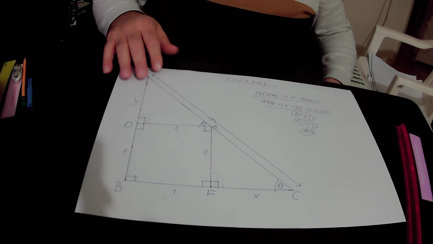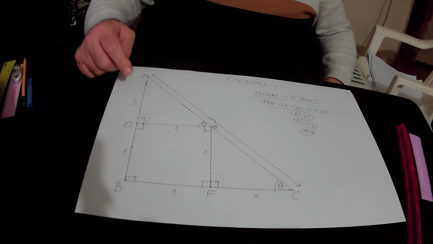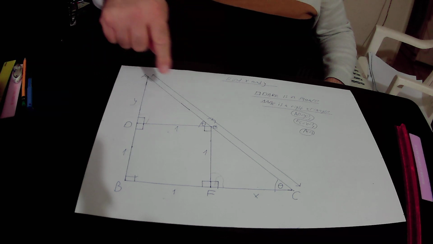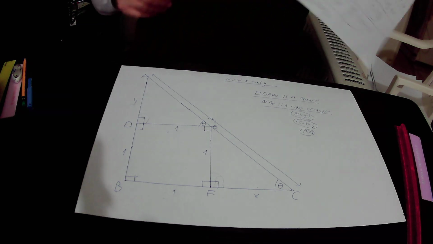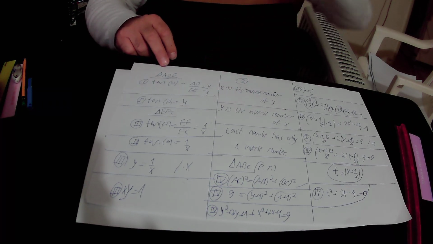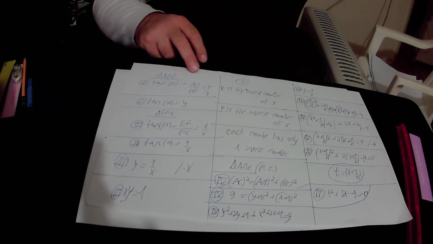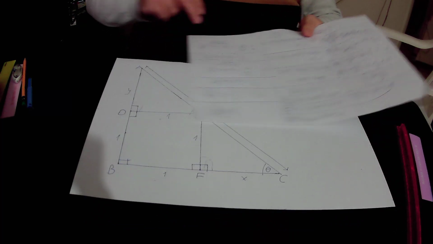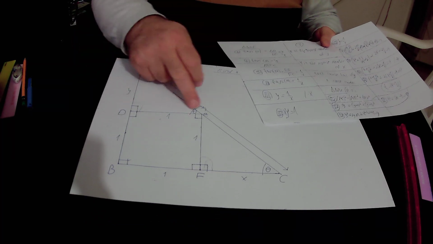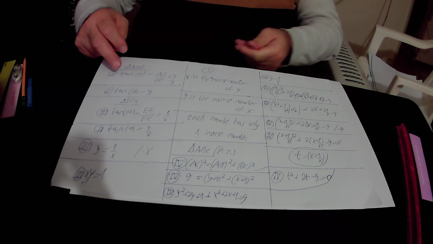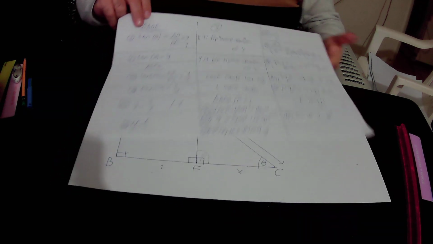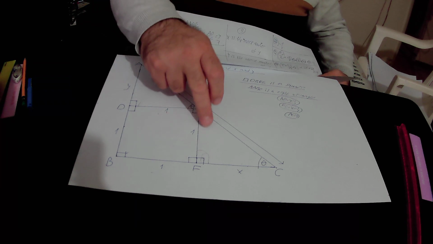Then we focus on the right triangle ADE. In this right triangle, tangent theta equals AD over DE. AD equals Y, DE equals 1. Therefore, tangent theta equals Y, according to equation number 1. Then we focus on the right triangle, triangle EFC.